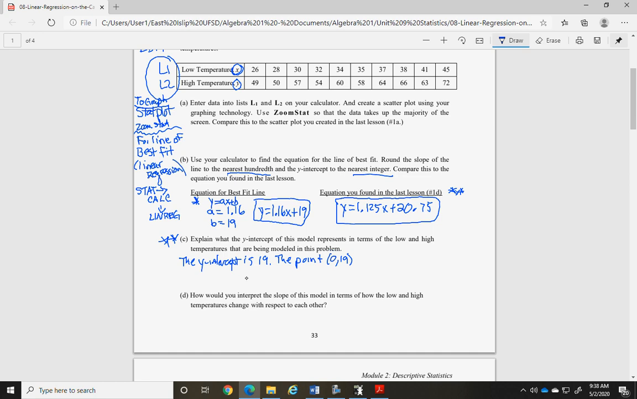So what does the y-intercept mean? It actually means if there is a low temperature of 0, we would expect, it's not guaranteed, it's like a prediction, we would expect a high temperature of 19.